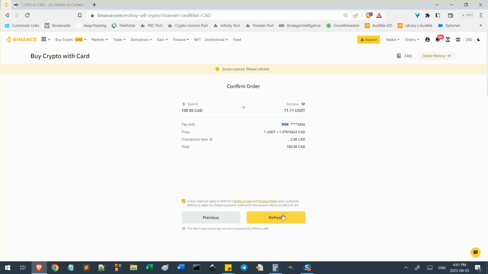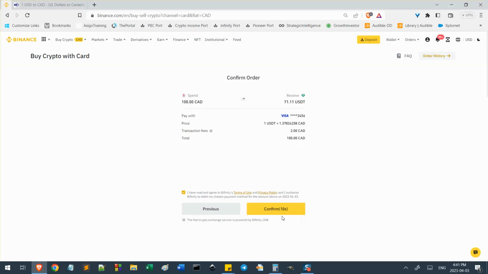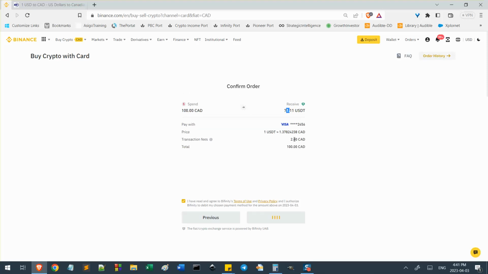There you go. So now refresh, and then I can just hit confirm because I can see the amount and then what I'm getting, right? And that's how that works. So that's very simple. That's just buying some crypto, and now it's in your account. It's just a stable coin. Those are just US dollars. They're just worth 71 US dollars.